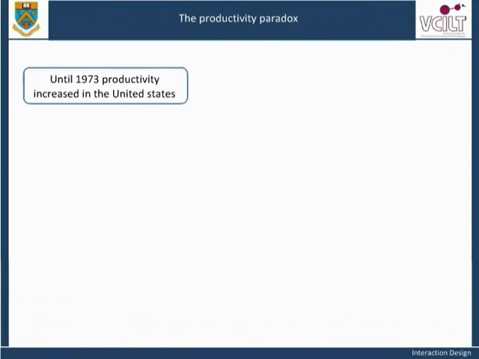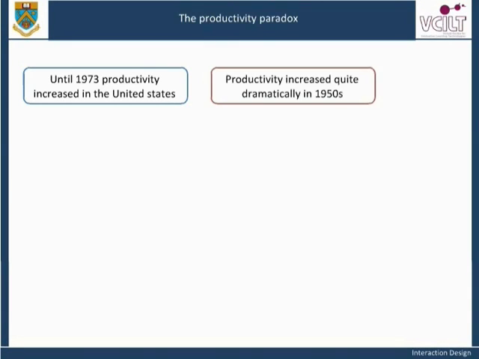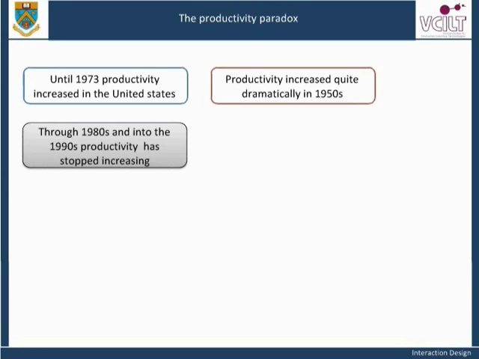Until 1973, productivity increased in the United States, particularly during the 1950s, where productivity increased quite dramatically. However, since 1973, through the 1980s, and into the 1990s, productivity in the U.S. has stopped increasing at such a rate. It has still increased, but not nearly so dramatically.